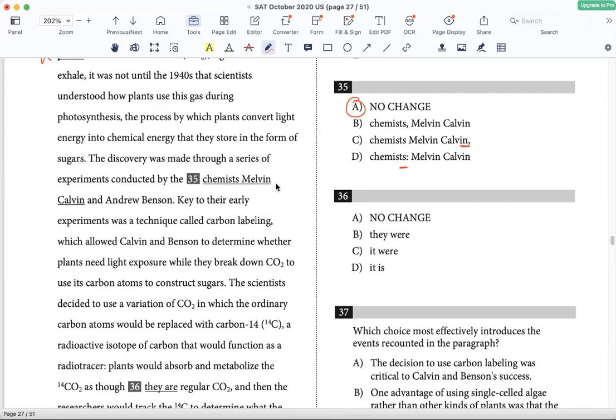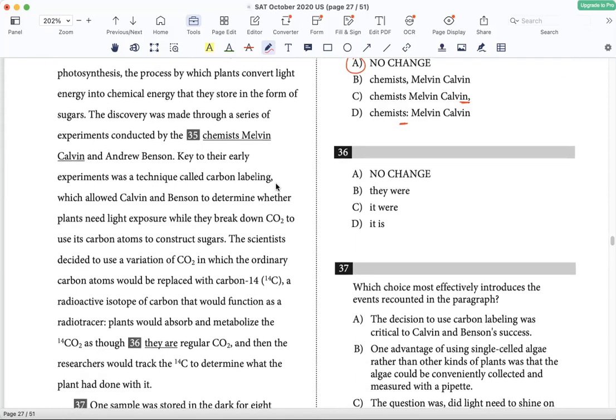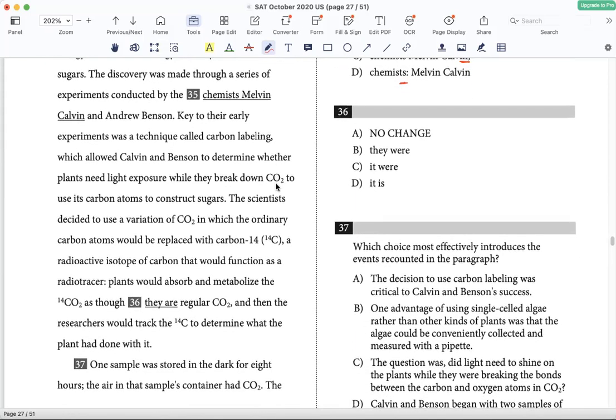Key to their early experiments was a technique called carbon labeling, which allowed Calvin and Benson to determine whether plants need light exposure while they break down CO2 to use its carbon atoms to construct sugars. The scientists decided to use a variation of CO2 in which the ordinary carbon atoms would be replaced with carbon-14, a radioactive isotope of carbon that would function as a radio tracer. Plants would absorb and metabolize the 14 CO2 as though it were regular CO2, right? As though it were. Because this is a hypothetical statement, right?